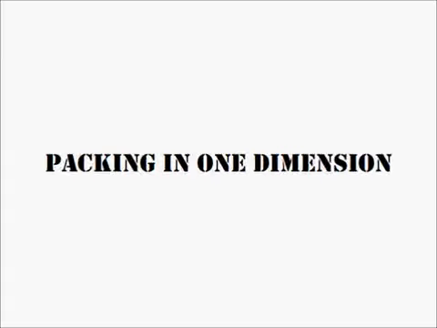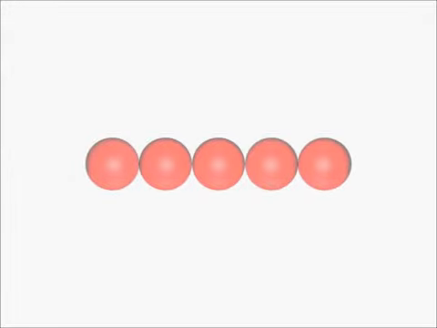Packing in one dimension. There is only one possible linear one-dimensional arrangement possible with spheres. They queue up linearly, each sphere touching the adjacent spheres like this.